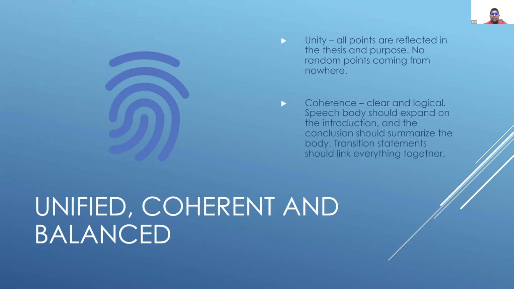So the next point here is about being unified, coherent, and balanced. Unity means that all points are reflected in the thesis and purpose, and no random points come from nowhere. This means that everything that you're presenting should always reflect your thesis and purpose for why you're speaking. There shouldn't be something that you're just saying randomly because you wanted to make your speech meet a certain time limit or what have you. All your points should clearly be reflected from your thesis and your purpose.